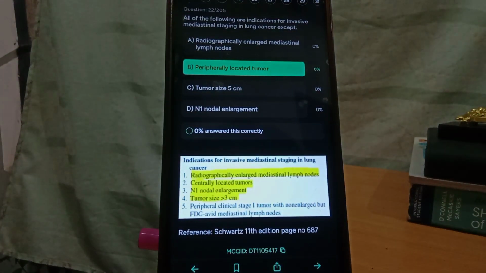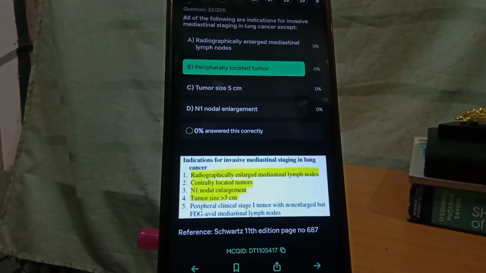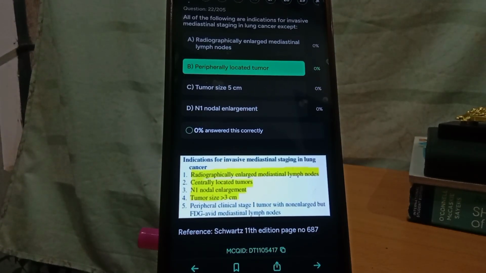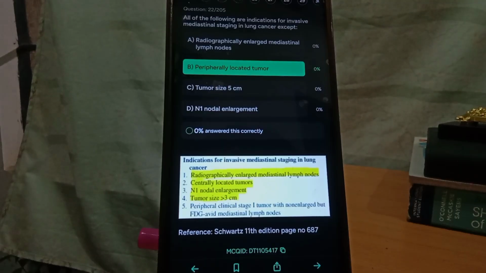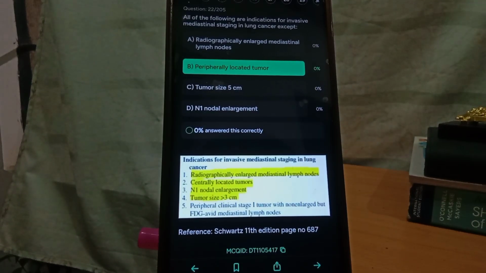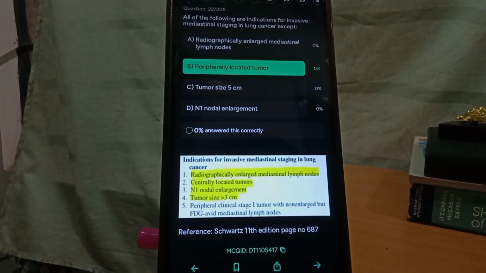All of the following are indications for invasive mediastinal staging in lung cancer except. Indications for invasive mediastinal staging in lung cancer: radiographically enlarged mediastinal lymph nodes, centrally located tumors, N1 nodal enlargement, tumor size more than 3 cm, and peripheral clinical stage 1 tumor with non-enlarged but FDG-avid mediastinal lymph nodes. All of these are indications for invasive mediastinal staging except. So here, radiographically enlarged mediastinal lymph nodes, this is the first option. Then tumor size more than 3 cm.